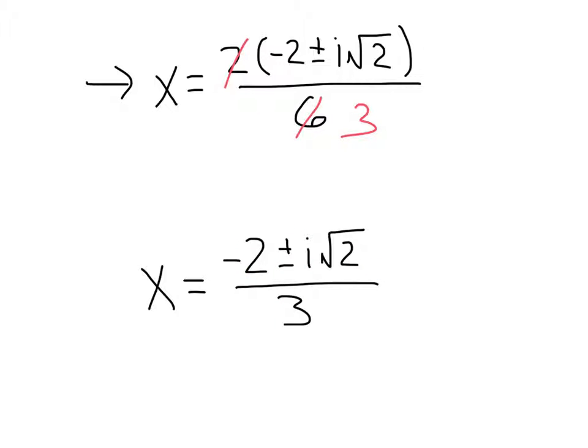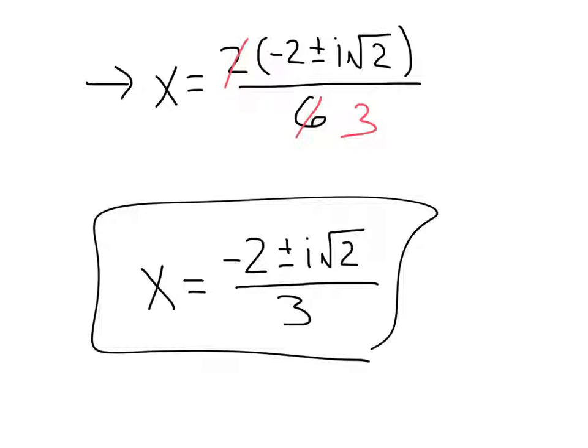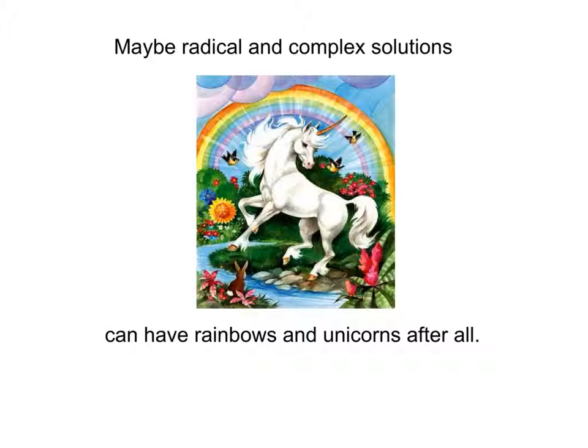Well, that's not so bad, Mr. Zonker. You know, maybe you're right. Maybe radical and complex solutions can have rainbows and unicorns after all.